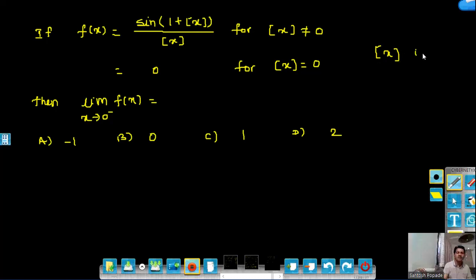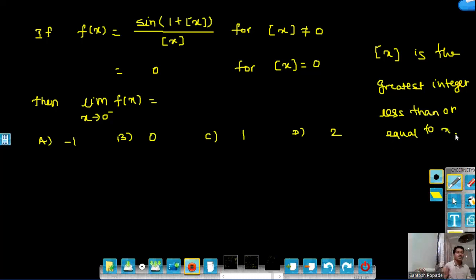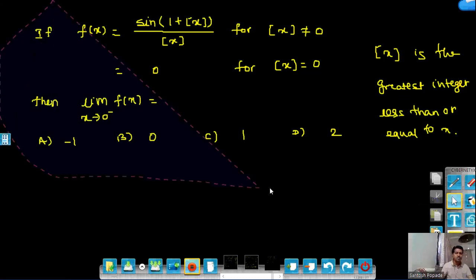Let us see this next question. f of x is equal to sine of the bracket 1 plus bracket x. Once again the greatest integer function is there. Bracket x denotes the greatest integer less than or equal to x, and we have to find the limit of f of x as x tends to 0 from the negative side.